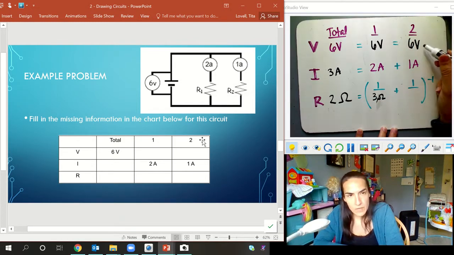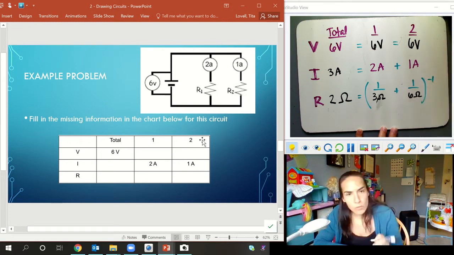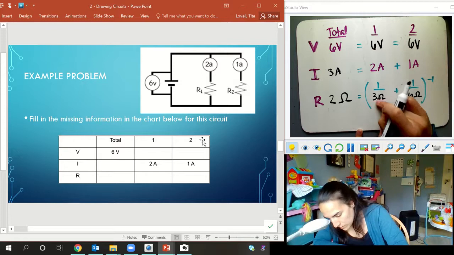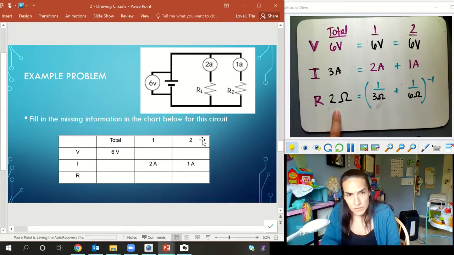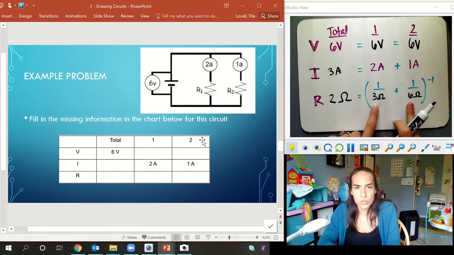In this case, I've got the same thing. V equals I times R. So 1 times something gives me 6. That something would be 6 ohms. Okay, so let's look. You can see there the total resistance is smaller than both the 3 and the 6. This makes sense. This should work.